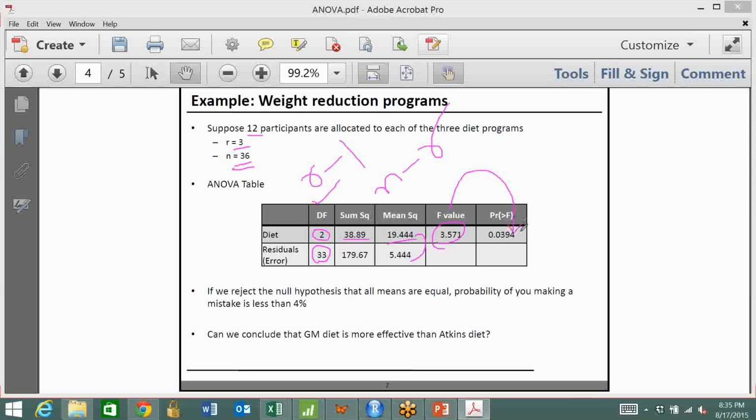And you compare this p-value with your alpha value. Here in this case, it's less than alpha. So P low, null go. Clear? So the probability of making a mistake is less than 4%. Here it's 0.039, right? If I round it off, it becomes 0.04, which is nothing but 4%.